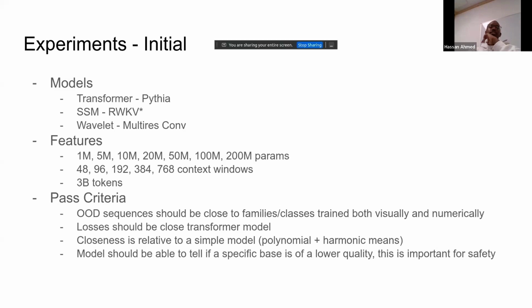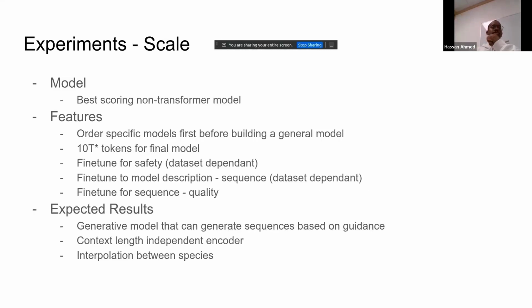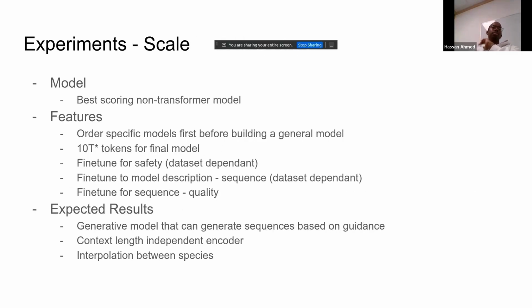The model should be able to tell if a specific base is of lower quality. This is important for safety. That was again in the plan, but we've not managed to do that. This was the persistent homology experiment, similar thing. Again, we've not managed to do this, but I'll show you in a second. And scale. So this is for future. So dependent on the results from the initial scale, the best performing with the best loss and the best training regimen.